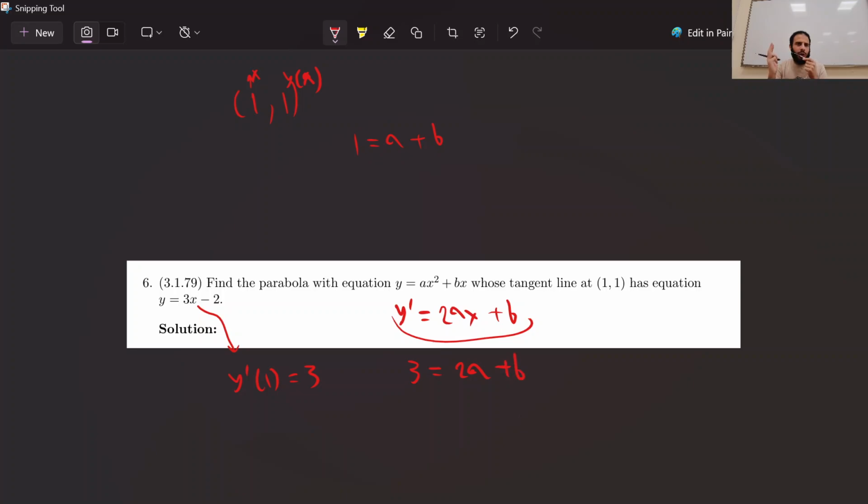So now we have two equations. 1 equals a plus b is equation 1. 3 equals 2a plus b is equation 2. Good?